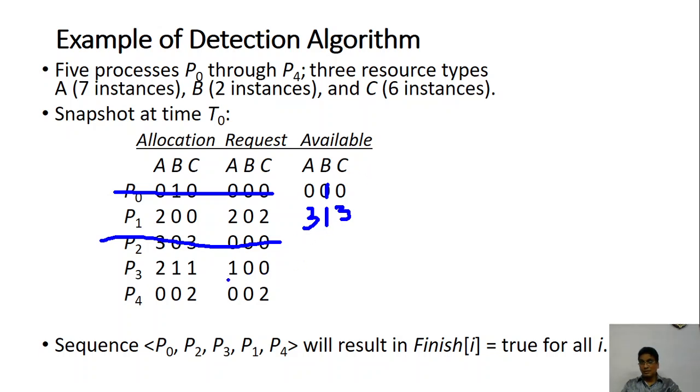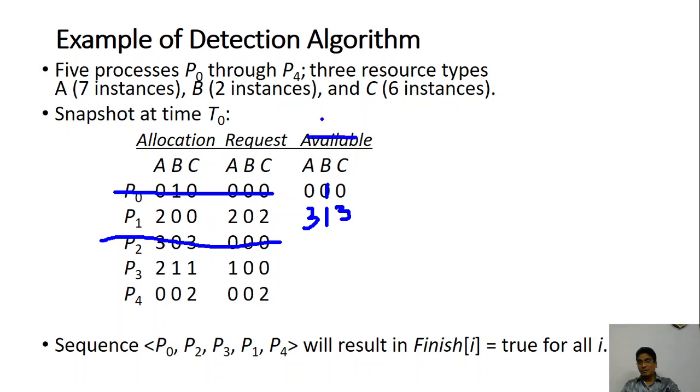So you notice this one. This is having request less than available. Okay, so that's simple as that. Can I satisfy them? Yes, this has a request less than available. So find someone whose request is less than available.